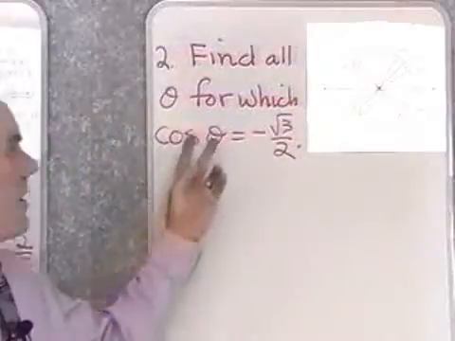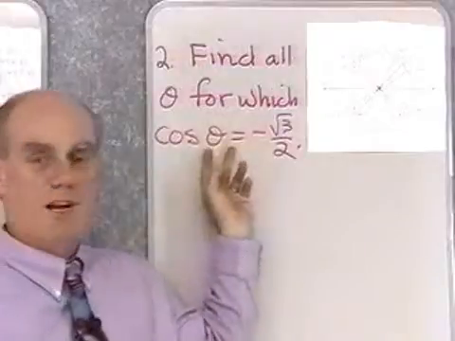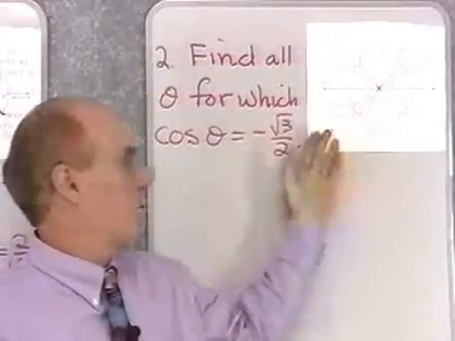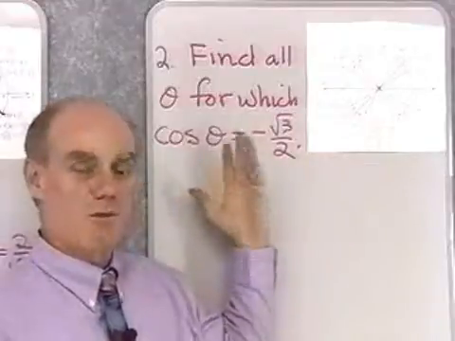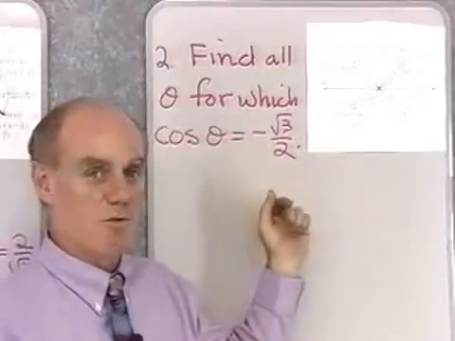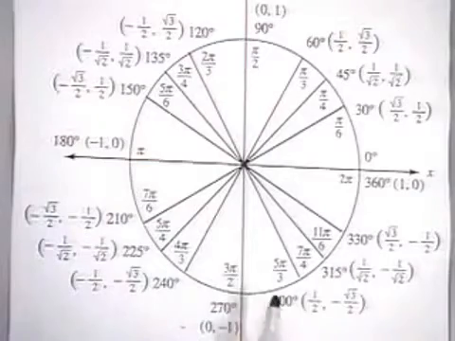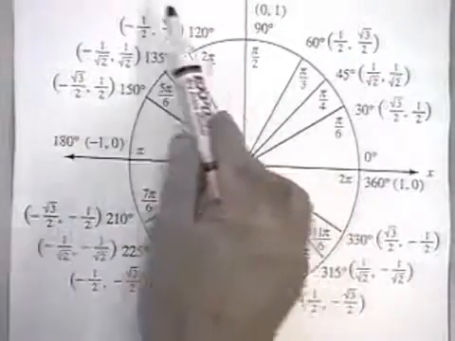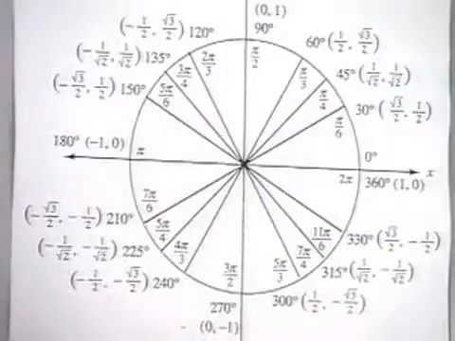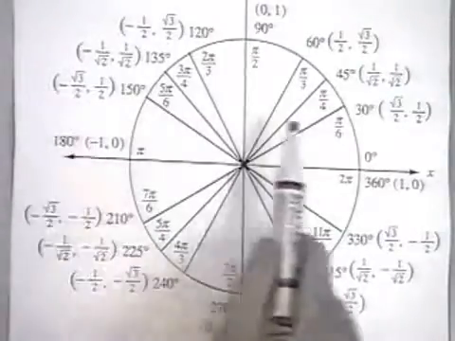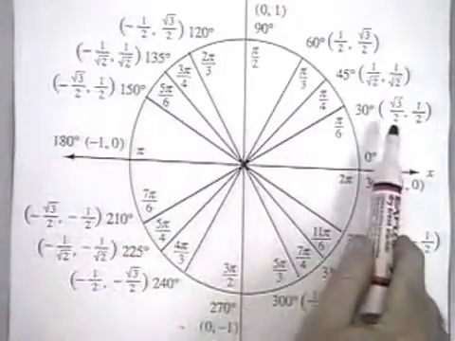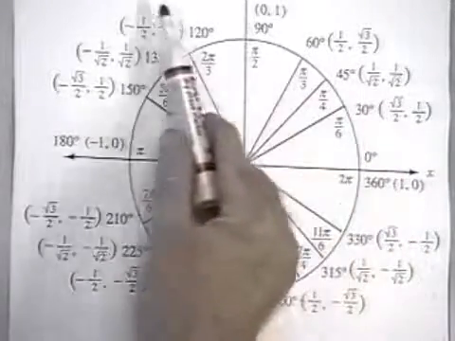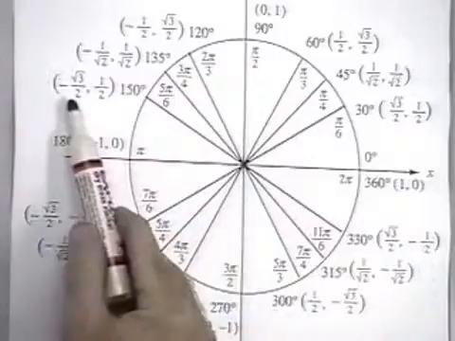Problem number 2, let's find all theta for which cosine of theta is negative square root 3 over 2. So I'm just going to use the unit circle over here to find all the values of theta for which the cosine of theta is negative square root 3 over 2. If I look on my unit circle, cosine of theta is the first coordinate of all these ordered pairs. So I simply want to look around for ordered pairs that have an x-coordinate of negative square root 3 over 2. Okay, here's square root 3 over 2. I keep going around. Here's negative square root 3 over 2.